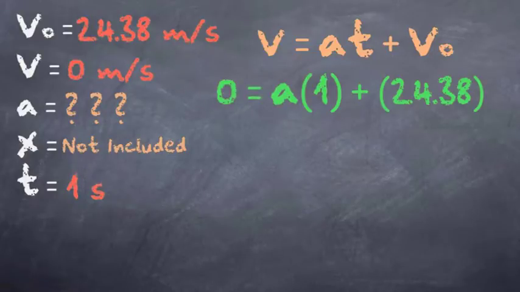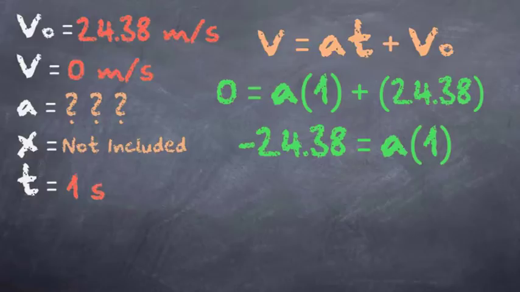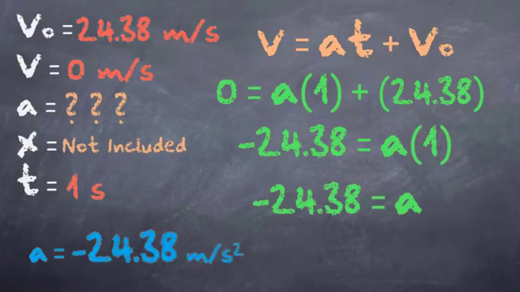I'm going to plug in what I know. 0 is my final velocity. A is still A. 1 is my time. I'm going to subtract 24.38 from both sides. A times 1 is just A, so that's my acceleration. Negative 24.38 meters per second squared, which is pretty reasonable. We went from 24.38 to 0 in 1 second.